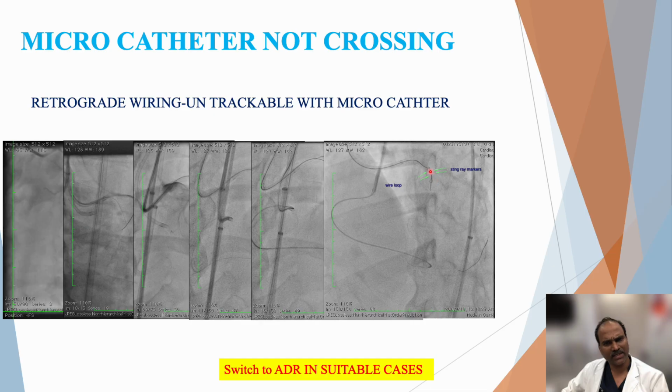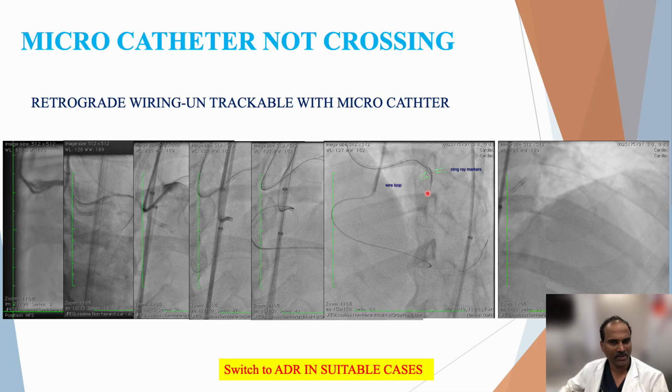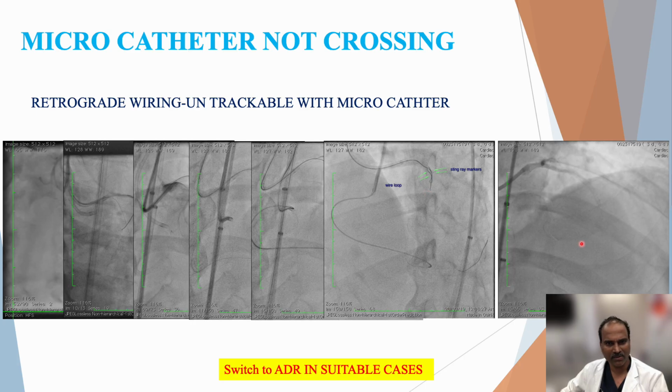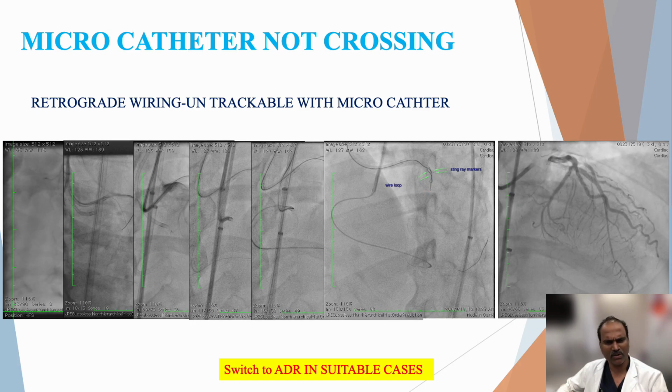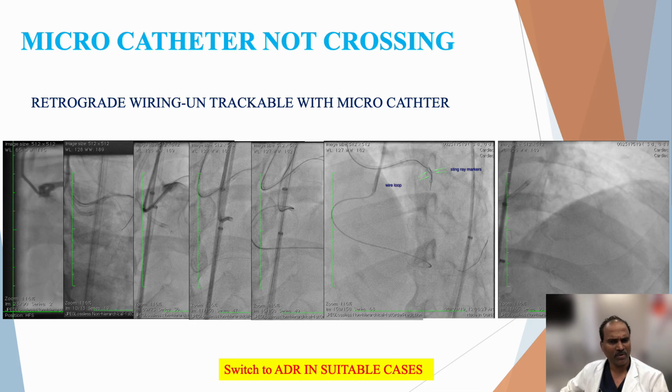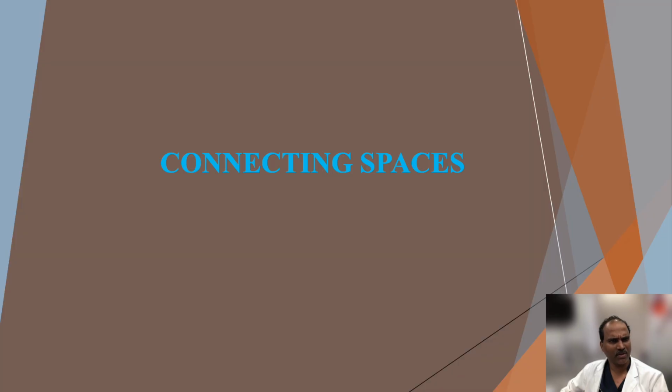So you can take a Stingray and re-enter. By using the retrograde wire as a marker, we can do a Stingray re-entry, and we finished the procedure. So you can also switch strategy when your microcatheter is not crossing the collateral.